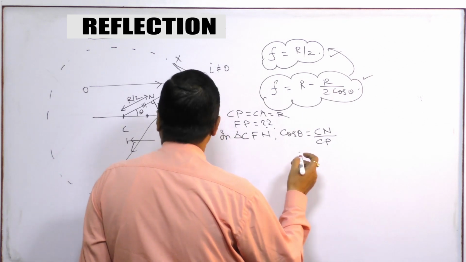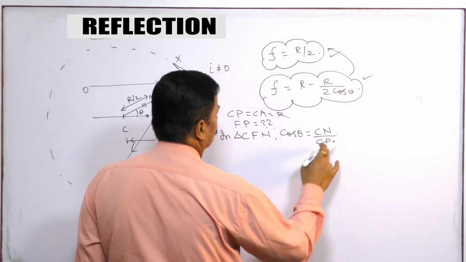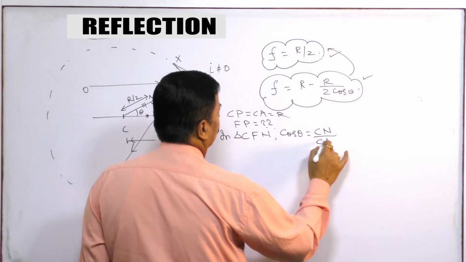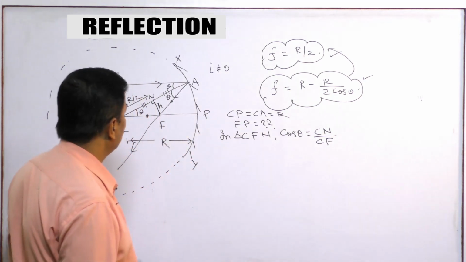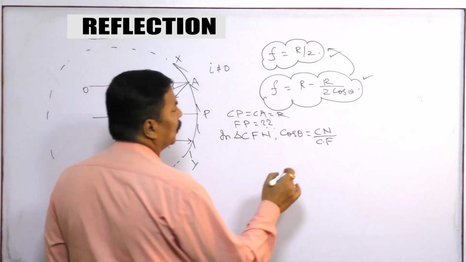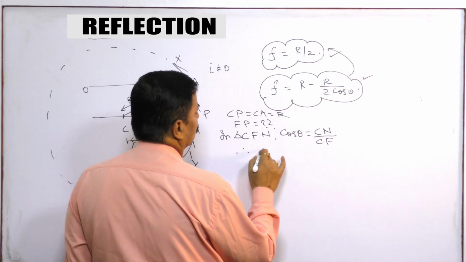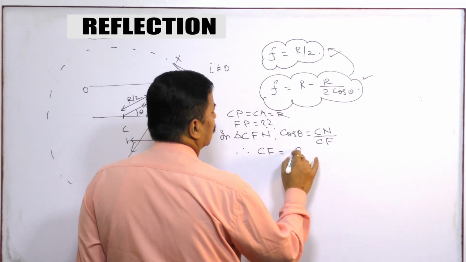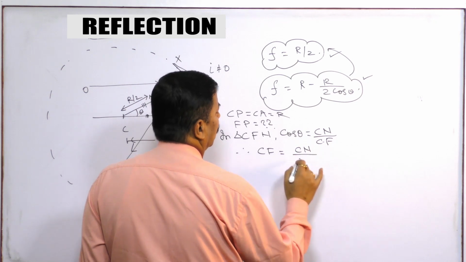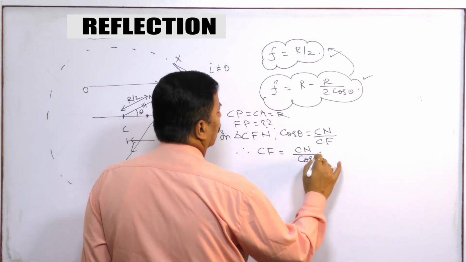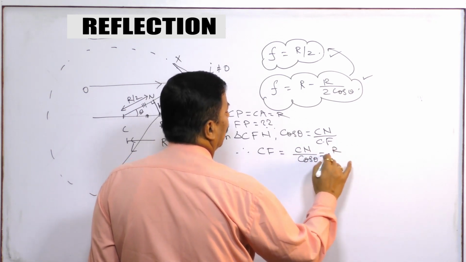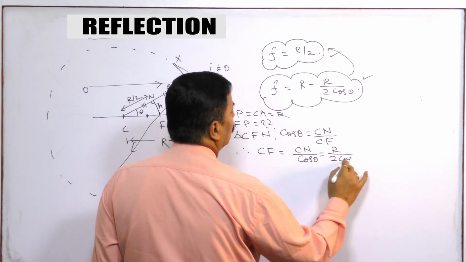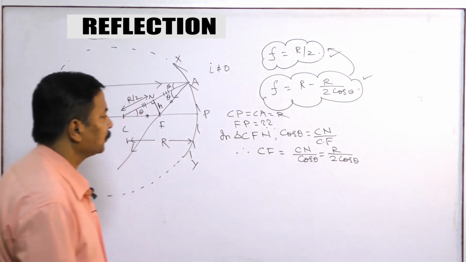So CN is your R by 2. So CF is equal to CN by cos theta. CN is what? R by 2. So it is R by 2 cos theta.